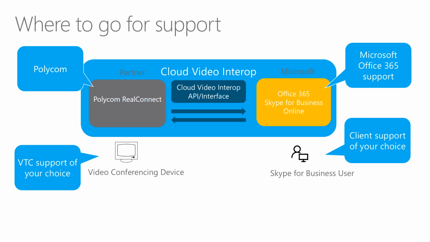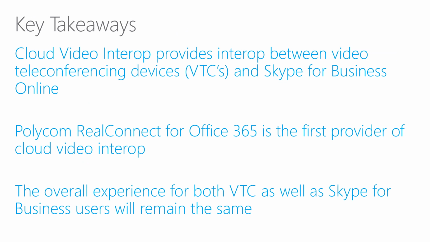So I'm now going to hand back to Cornel, and Cornel is going to go through some of the key takeaways for this presentation. Thank you, Adam. So the key takeaways for today were that Cloud Video Interop provides interoperability between video teleconferencing devices and Skype for Business Online. The Polycom RealConnect solution for Office 365 is the first provider of Cloud Video Interop. And the overall experience for both the VTC users as well as the Skype for Business users will remain the same throughout this usage.